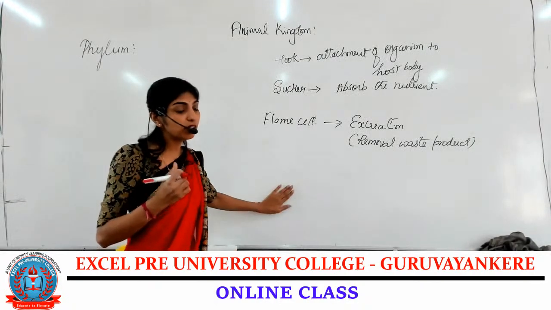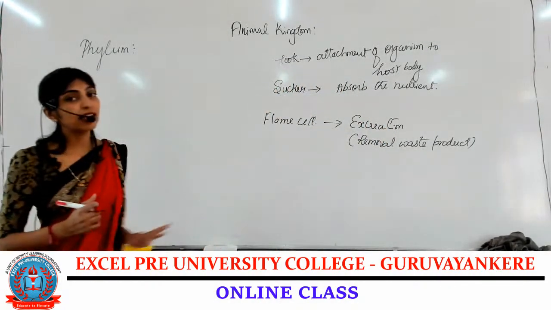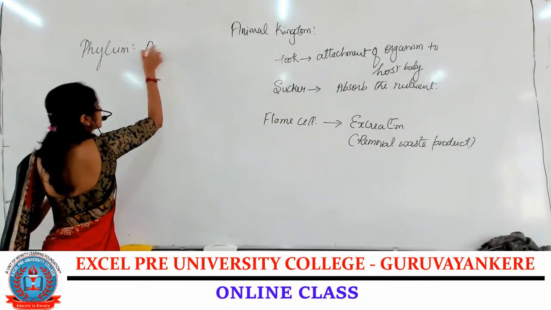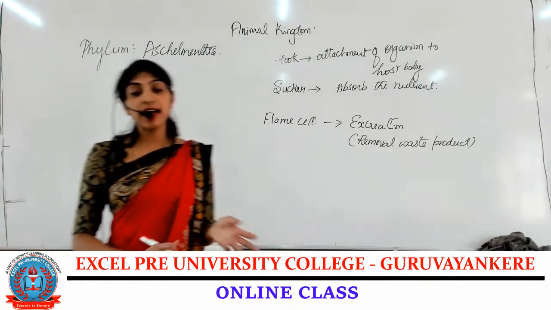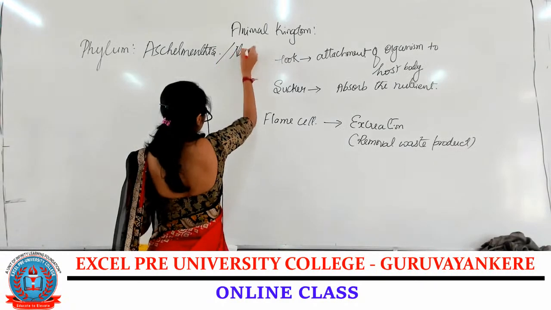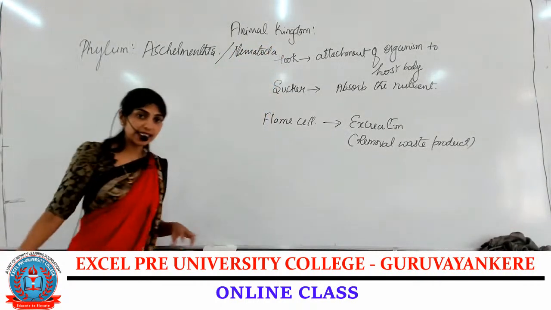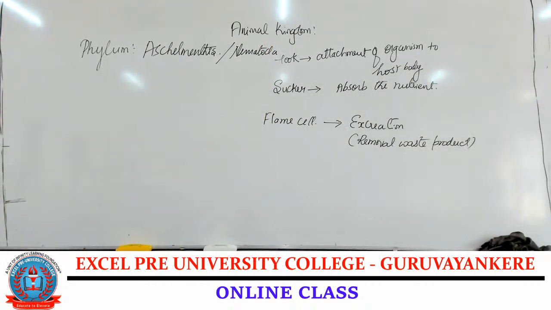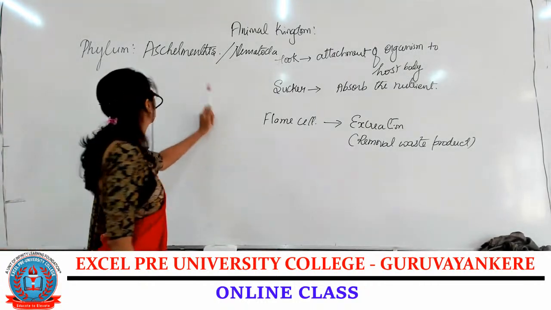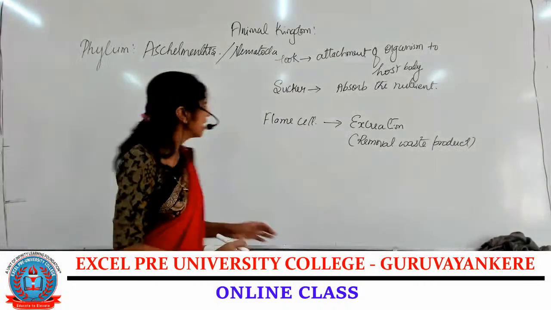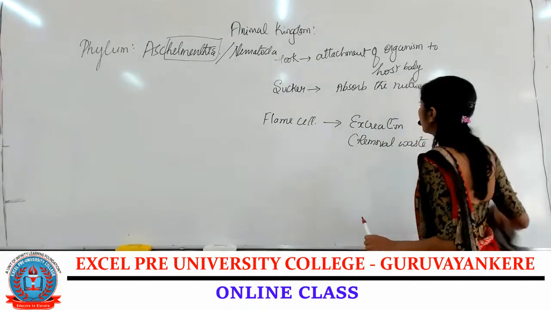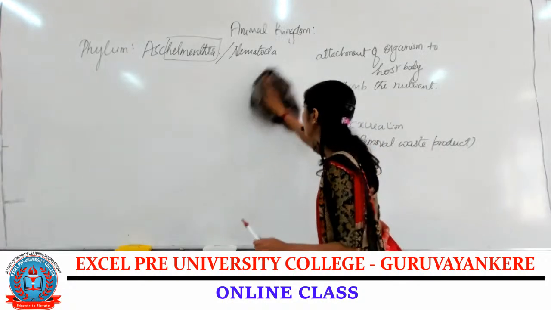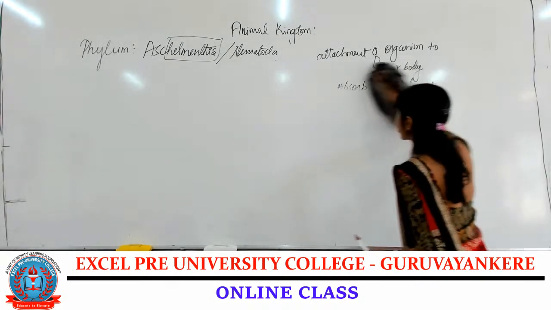Okay, if that is clear, we'll move to the next one, that is phylum Aschelminthes. In your syllabus, you have studied it as phylum Nematoda. It can be called phylum Nematoda or Aschelminthes. When you studied in high school, you studied it as phylum Nematoda, but it can be called phylum Aschelminthes as well. Here also the name ends with helminthes, which means worms, so the organisms belonging to this phylum are also worms. That is why we call them Aschelminthes.